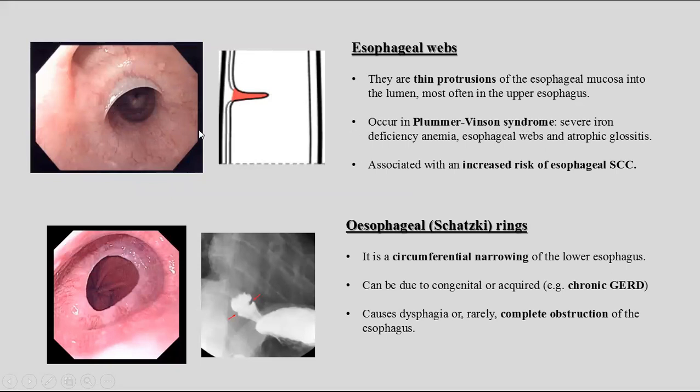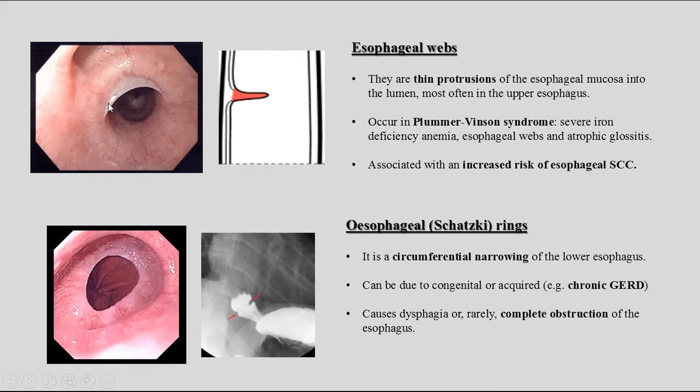So Plummer-Vinson syndrome is a syndrome wherein you have this classic triad of severe iron deficiency anemia, esophageal webs, and also atrophic glossitis. Atrophic glossitis is basically when your tongue becomes very beefy and red. So if you see someone with iron deficiency anemia, you always have to check them for esophageal webs, or if you see that their tongue is atrophic, red, and beefy, then you suspect Plummer-Vinson syndrome.